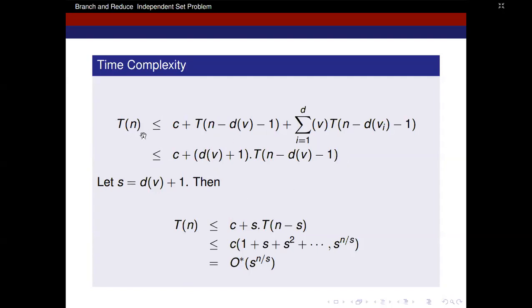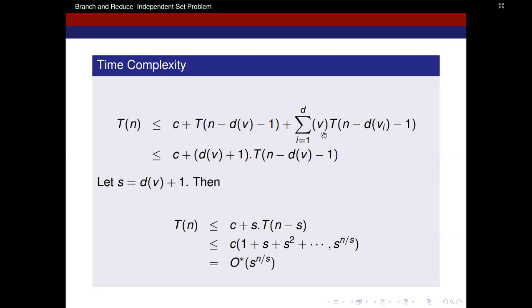Okay. This T(n) relationship we have already seen in previous slides. So from here, this is c, and this term is one term, and here there are dv terms. Since dv is larger than this one, all terms can be replaced by this. We get this term multiplied by 1 to d and 1, that is dv.